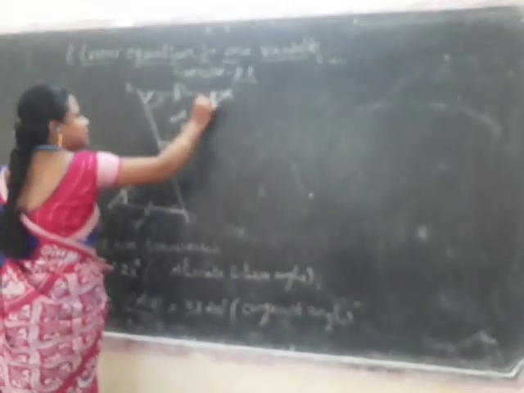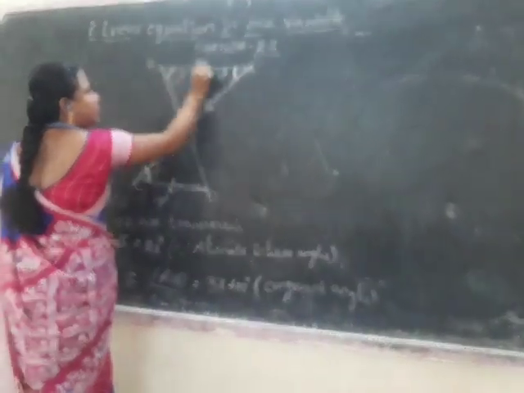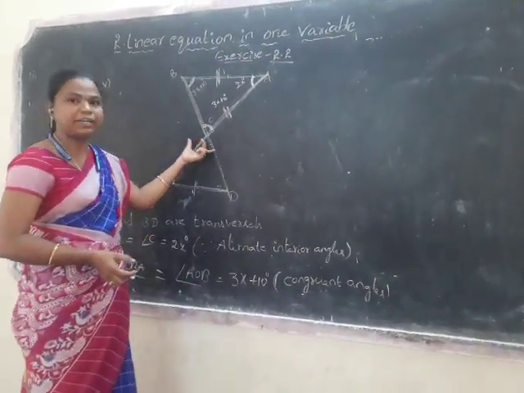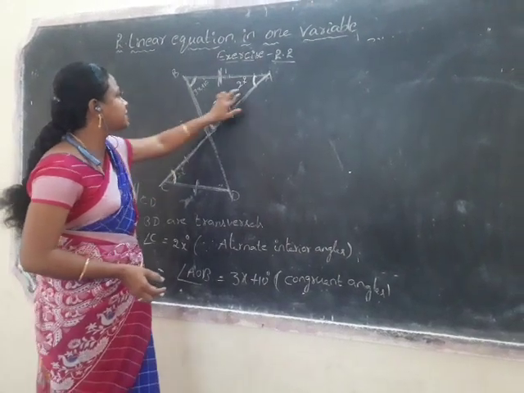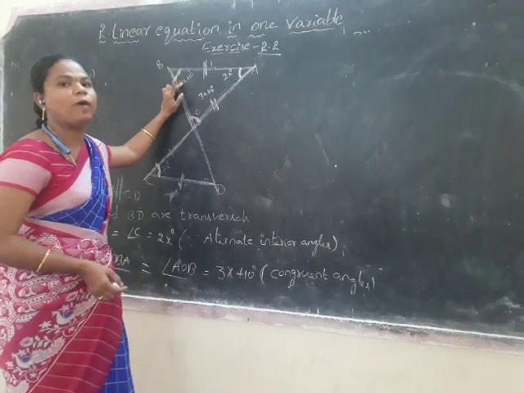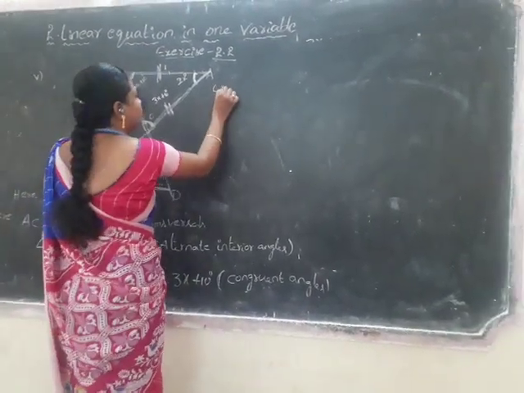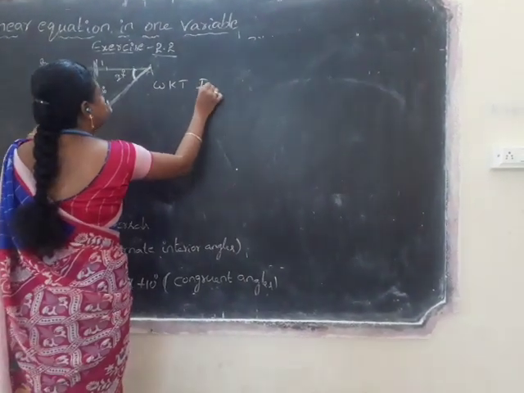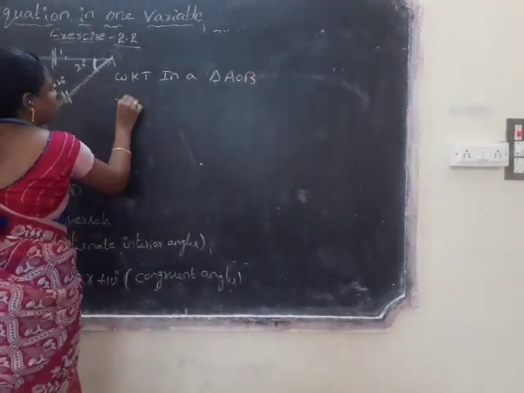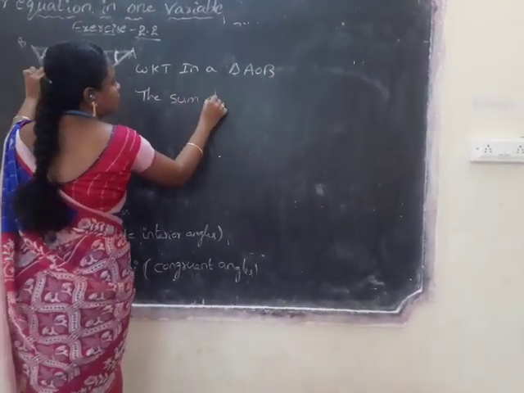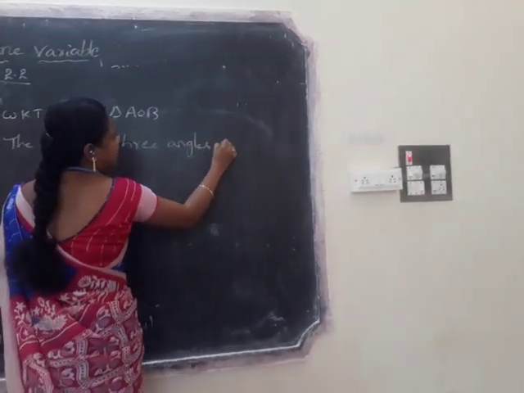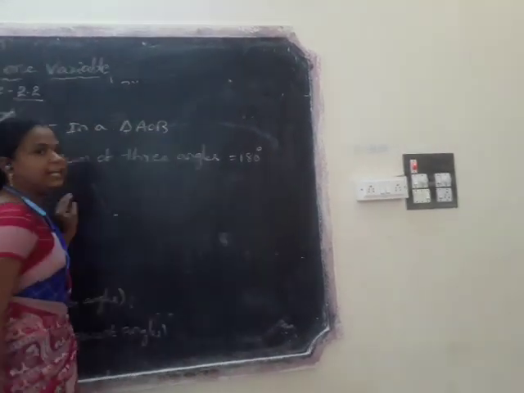The relation we use is alternate interior angles. Okay students, in triangle AOB, three angles are known. What type of property do we use? When three angles are known, we use the sum of the interior angles is equal to 180 degrees. We know that in triangle AOB, the sum of three angles is equal to 180 degrees.